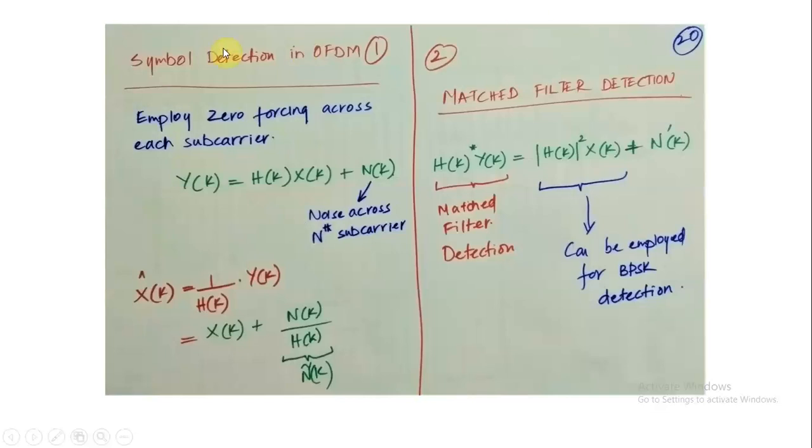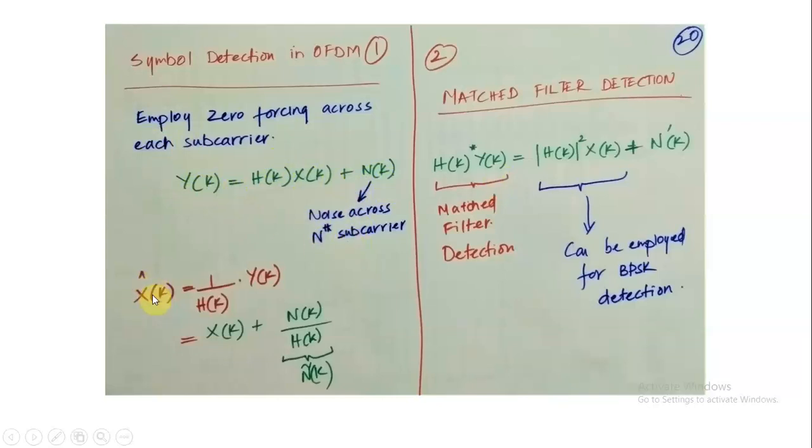So how do we detect symbols in OFDM? There are many methods, but we will be discussing only two. One method is to employ zero forcing across each subcarrier. So this is the equation of the subcarrier model of the OFDM system, in which y_k is the received symbol at subcarrier k, which is equal to h_k x_k plus n_k. This is the noise across the n subcarrier.